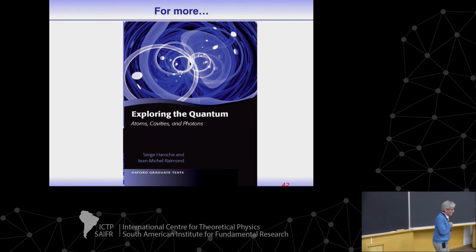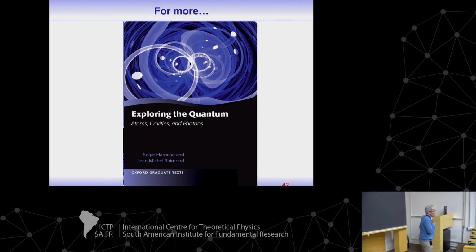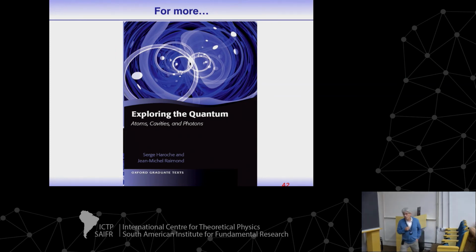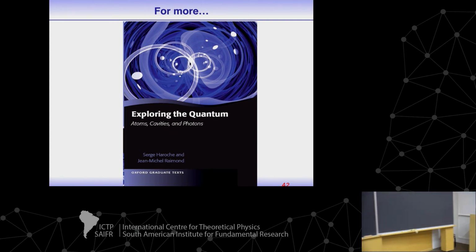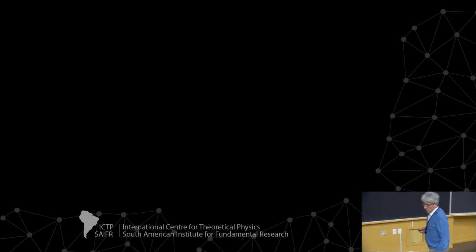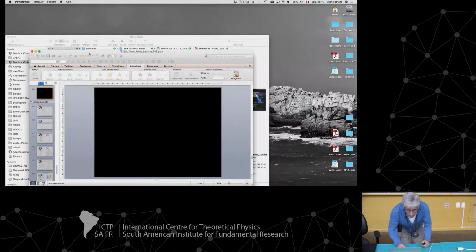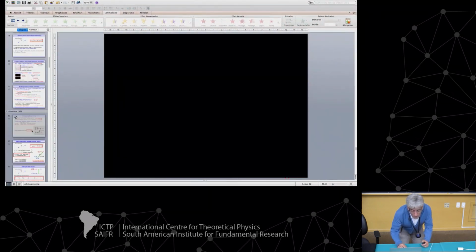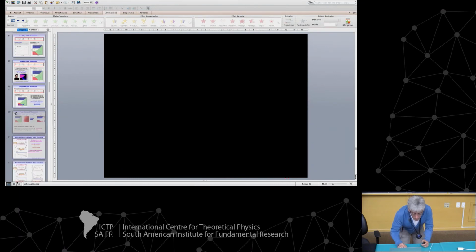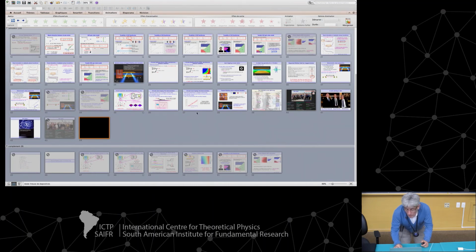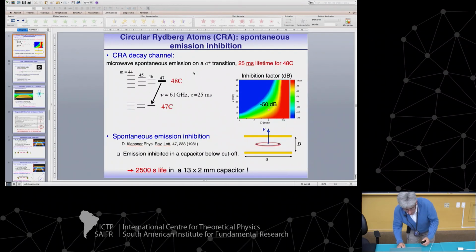Yes? If you are already using the plates to suppress the spontaneous emission, why do you need the cryogenic environment? Okay, so the cryogenic environment is needed because if you have black body photons, the single decay channel picture I used is no longer valid. And I will just tell you why. Okay, it's here.